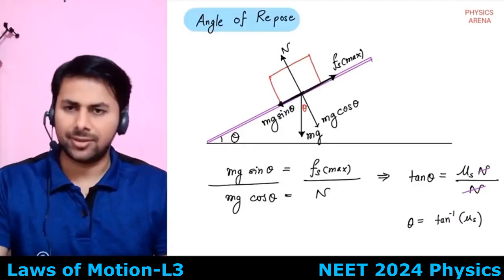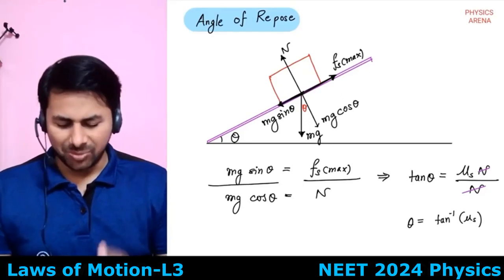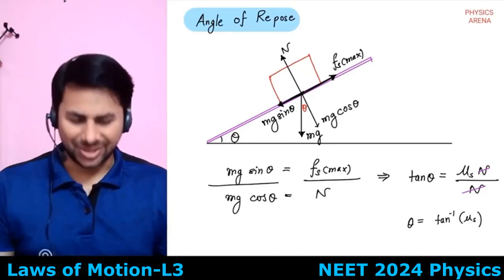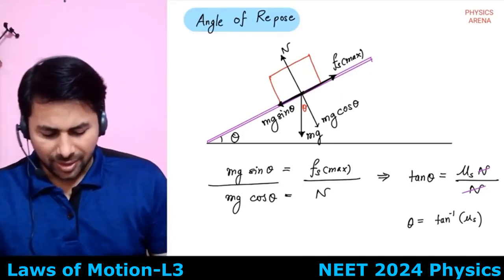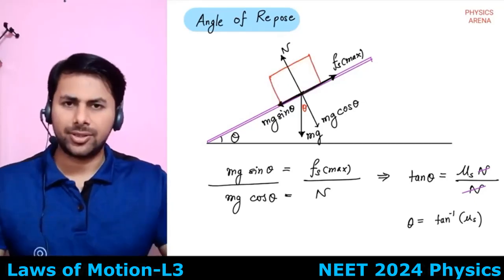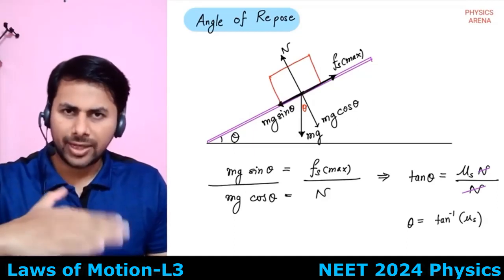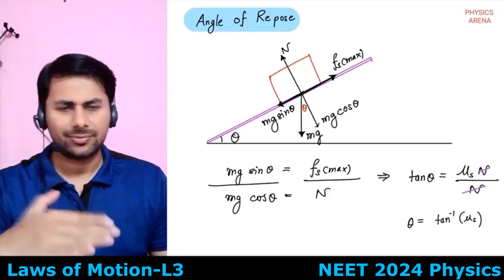There is one more angle that is known as the angle of repose. So there is one more angle which is related to friction. So see, now we have this body, suppose it is kept on this surface, a plank, and we can rotate that plank.